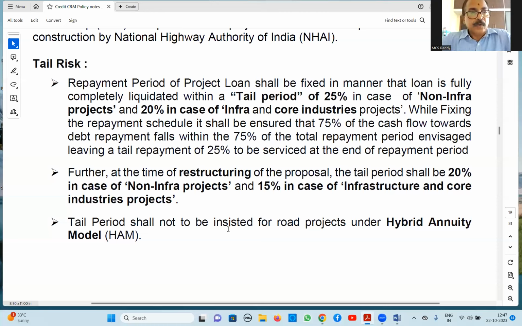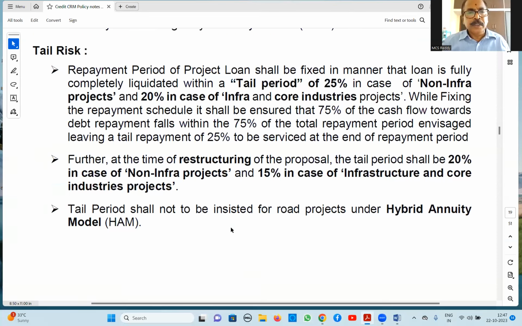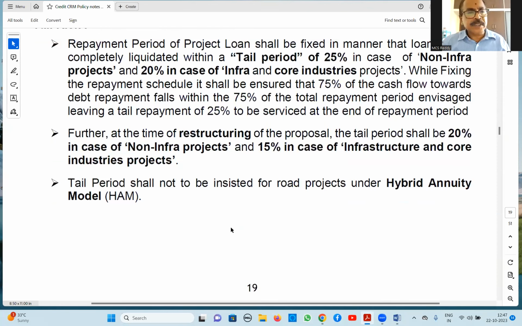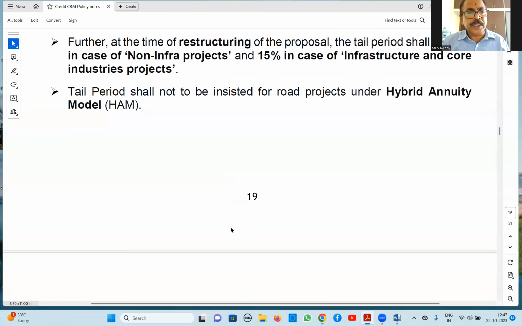So 2 types here. Okay. Only for higher level you think of this. Next we go for the next one. In case of restructuring, the 20% or 15% tail risk is reduced here.